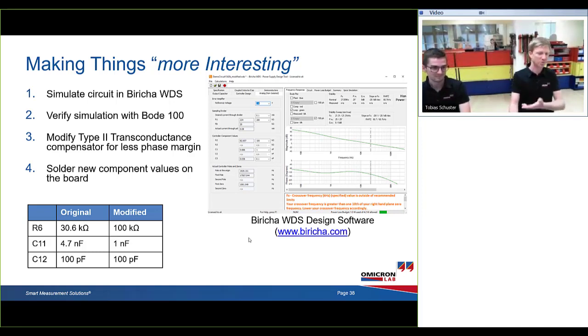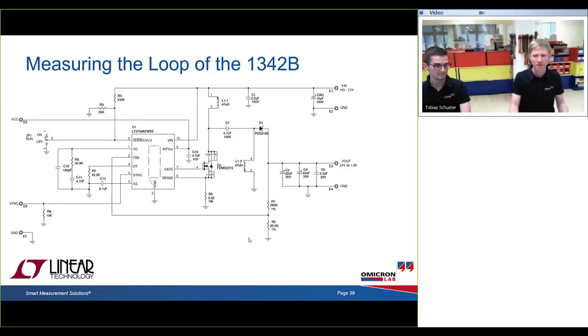For the loop measurement, actually, it doesn't matter. But in the transient response, you don't see anything if the system is stable. You don't know why it's stable, you just see it is stable. So we're going to measure the loop of the 1342B, the SEPIC converter.